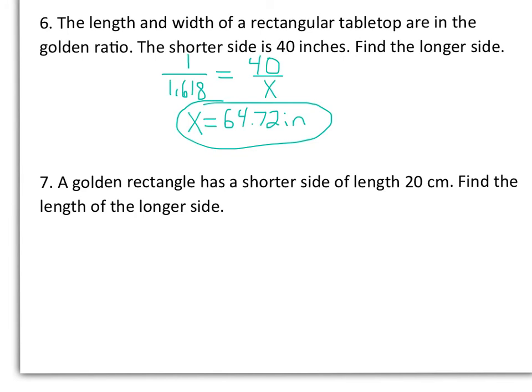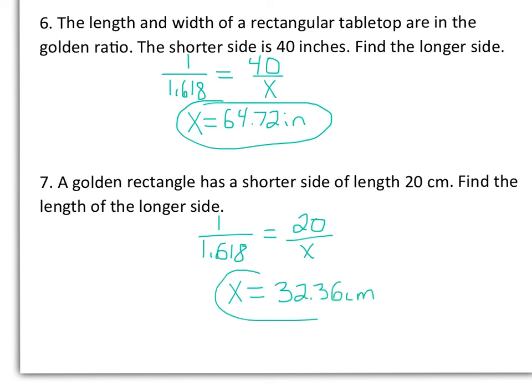In 7, a golden rectangle has a shorter side of length 20 centimeters. Find the length of the longer side. So same thing again, we will use our golden rectangle ratio. So 1 to 1.618. So we have shorter side over longer side, and our other ratio will be 20 over x, shorter side to longer side. Cross product, we get x equals 32.36 centimeters for the longer side.